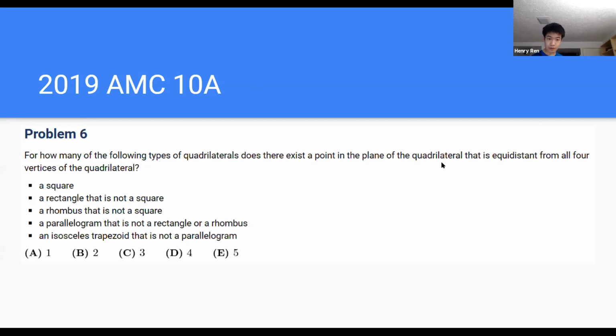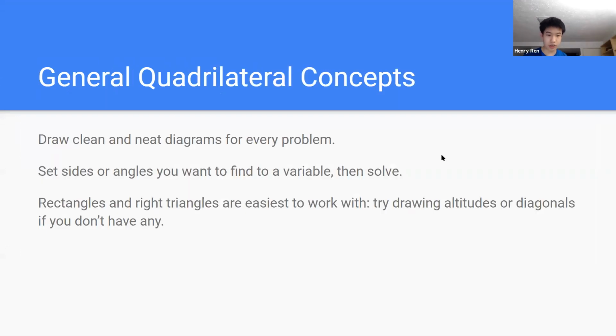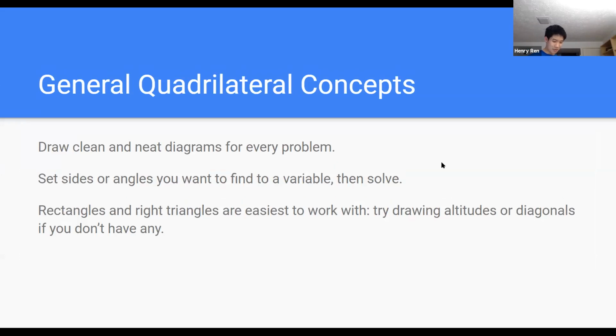All right, and I will finish today's lesson with just some general quadrilateral concepts. I didn't talk about geometry problems in general last class, but for every geometry problem, you want to draw a clean and neat diagram. You're allowed to have a protractor. You're allowed to have graph paper. You're allowed to have rulers on your exam. And I would definitely bring those to the exam, because when you have really tough geometry problems, you might just want to draw it out.